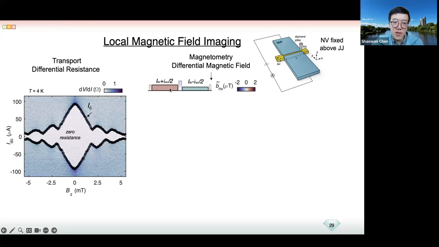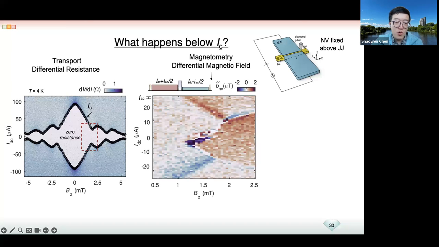We'll be using a sequence that takes the difference of two slightly different current biases, which means essentially we're doing a DC plus AC measurement, and we'll be able to pick up the AC magnetic field signal generated by this small AC current. And we'll zoom into this part on the phase diagram, right? The magnetic field and the DC bias range. And this is the result we get from the NV center.